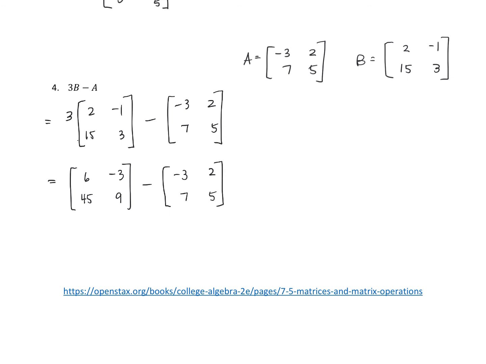Then the next step is to find the difference of these two matrices. Since they are the same size, I can subtract these. I just subtract elements that are in the same position within their matrix. I like to change the subtract to add and then change all of the signs in the matrix following it, kind of distributing that negative, and then just add. So I have 6 plus 3 is 9. 45 plus negative 7, that would really be just like 45 minus 7, so I believe that's 38. Then negative 3 plus negative 2 is negative 5. And then 9 plus a negative 5 is 4.